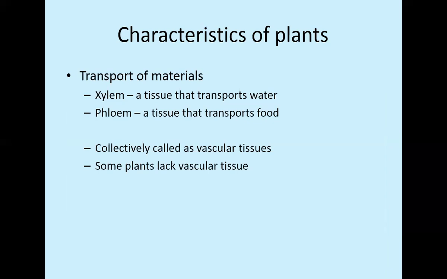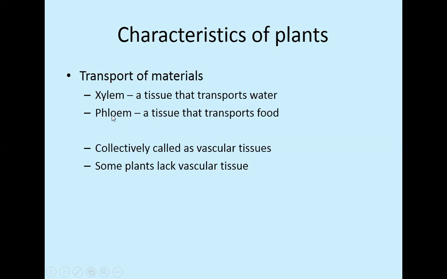Another important feature of the plants is that they have specialized structures for the transport of substances in their body. There are two important types of transport tissues in plants, which are meant for the transport of food and water. Those tissues which are important for the transport of water are called xylem. And then food is transported through another specialized type of tissue, which is called the phloem. So xylem transports water and phloem transports food through the body of the plant.